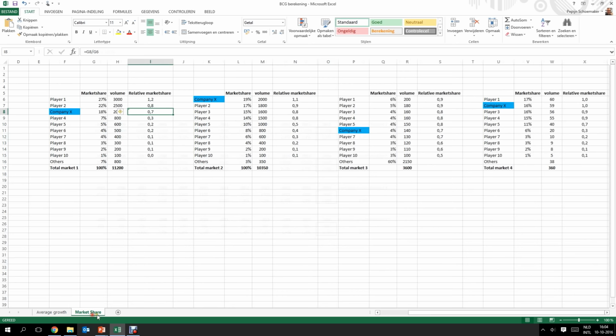Let's have a look at our relative market share. We are company X, and as you can see, we have the market share here. These are the relative market shares. Now, how do we calculate the relative market share? It's always our market share divided by the biggest player. So in this case, I can show you, this is our market share divided by the biggest player, which is 0.7, which is an indicator. Please bear in mind, this is not a percentage, this is an indicator. We can fill this in.